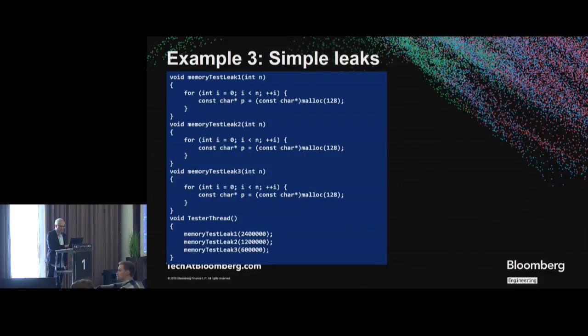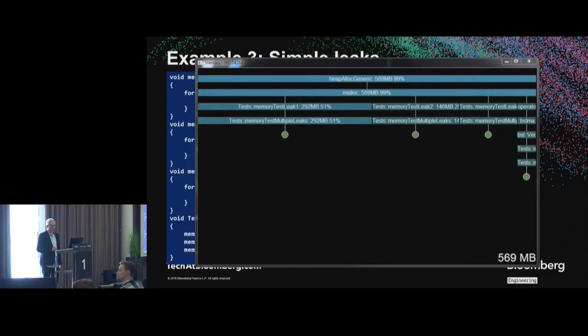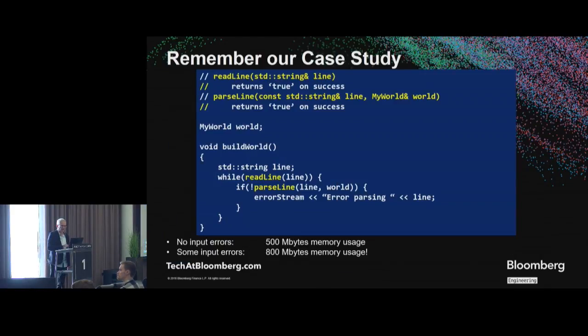Let's make it a little bit richer. So this is 3 little tests, again, that just show you the different call stacks that eventually call into malloc, but the proportion of each of those that is responsible for the 569 megabytes of heap that we've actually used here. Now, let's go back to our case study.